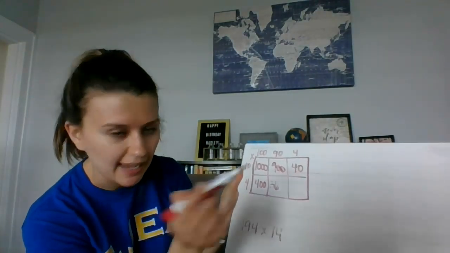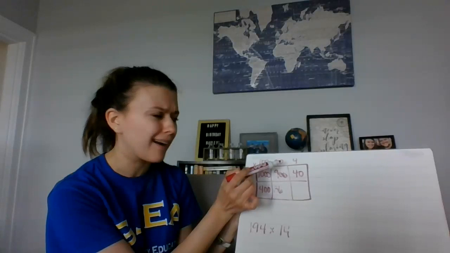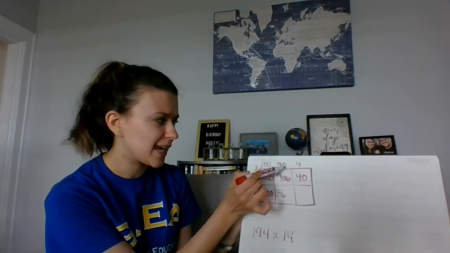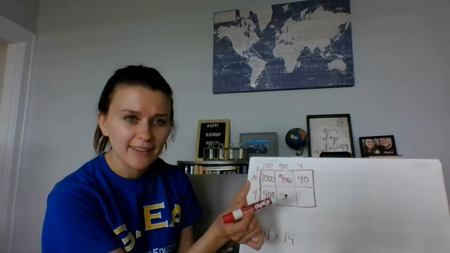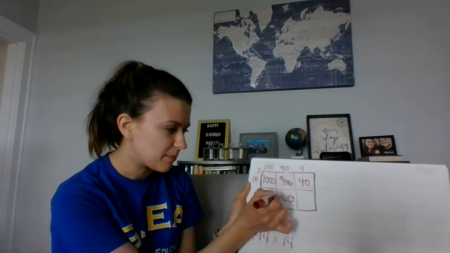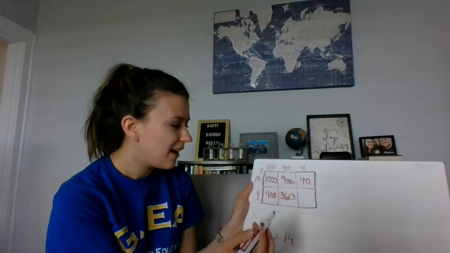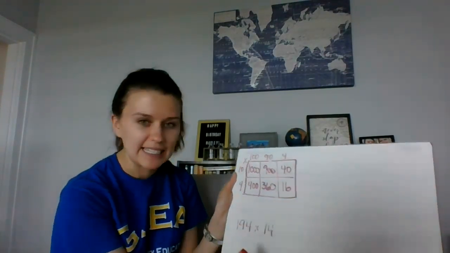But I'm not done yet. It was really 4 times 90. That's 10 times bigger. So to make my answer 10 times bigger, I have to add that 0 to make it 360. It might be kind of hard to see on my board, but hopefully you're following along with your own paper at home to help you out. All right, last we have 4 times 4, which is 16.